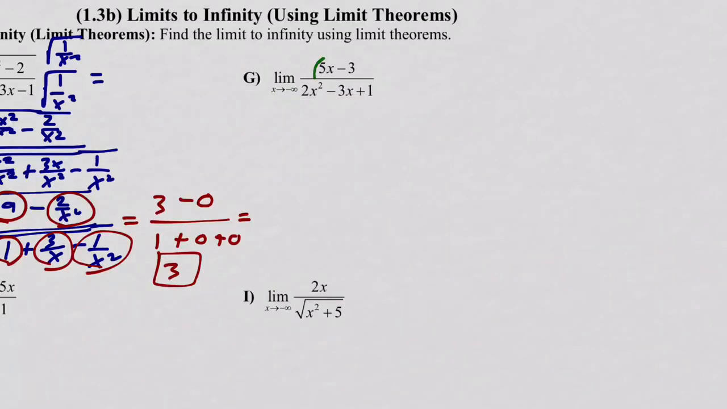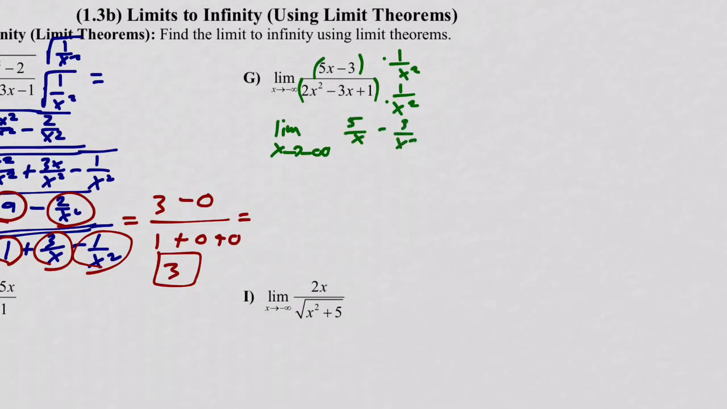We'll do the same idea for letter G. So we'll go again with 1 over x squared. You don't have to multiply it by 1 over 2x squared, so we'll just leave it as 1 over x squared. So it's the limit as x approaches negative infinity. And when we simplify here, we get 5 over x, subtract 3 over x squared, divided by 2 minus 3 over x plus 1 over x squared.